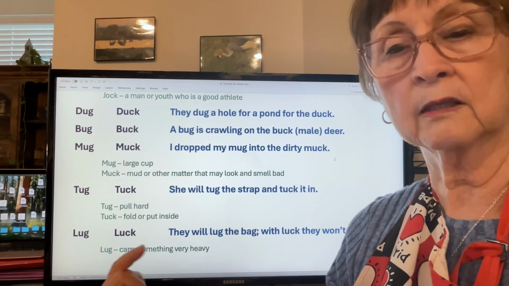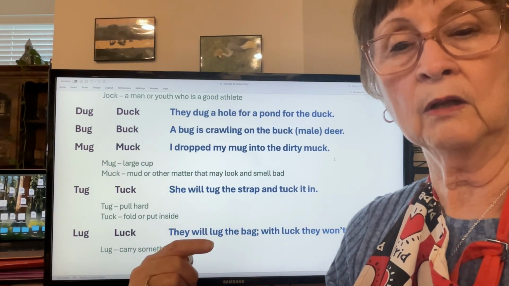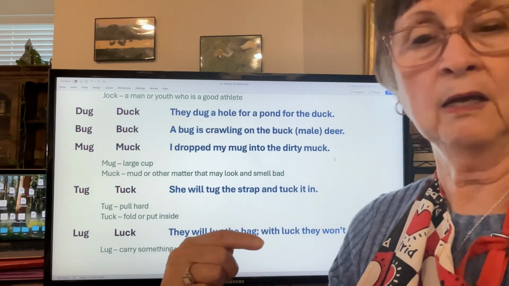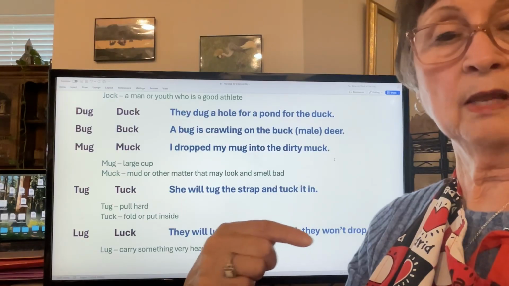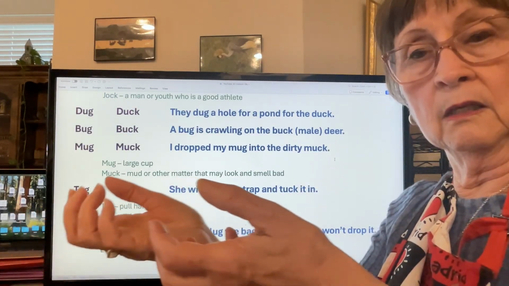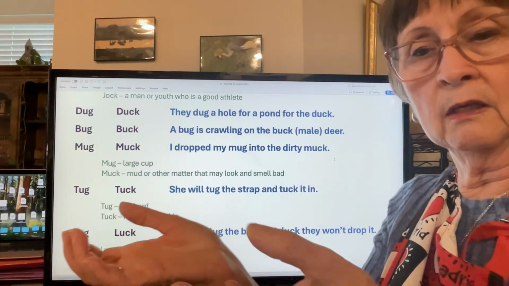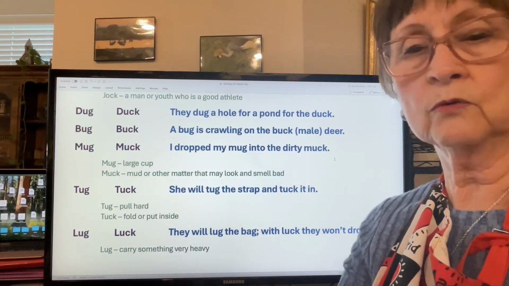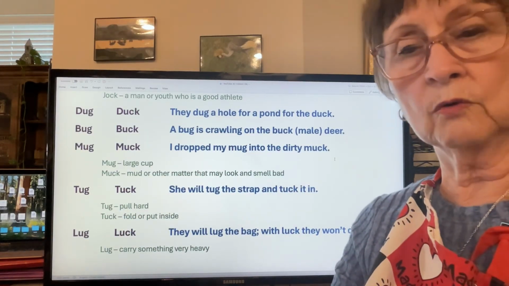Lug, luck. They will lug the bag. With luck, they won't drop it. Lug it. It's so heavy. Lug it. And don't drop it. With luck, you won't drop it.